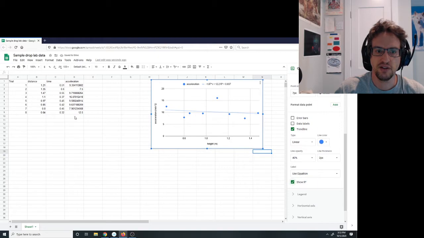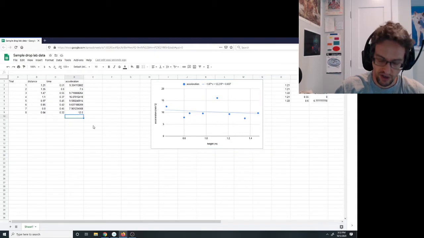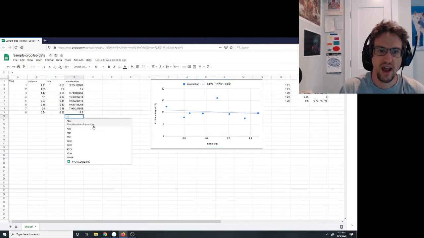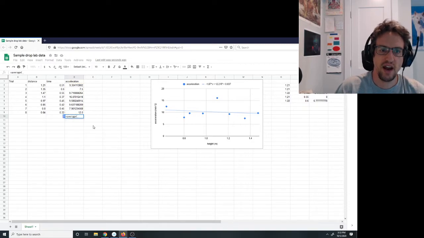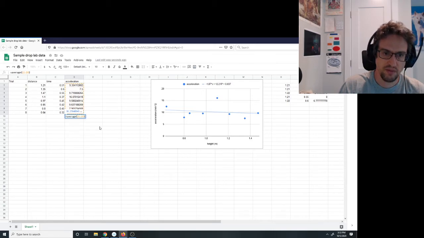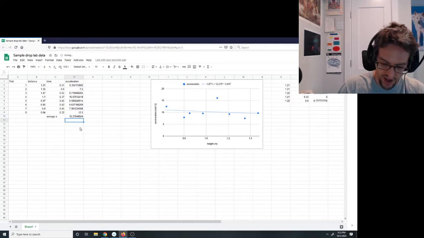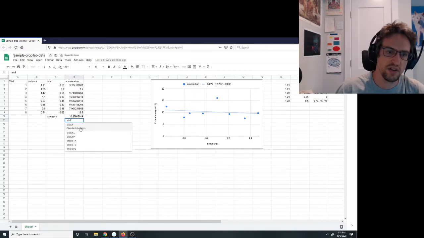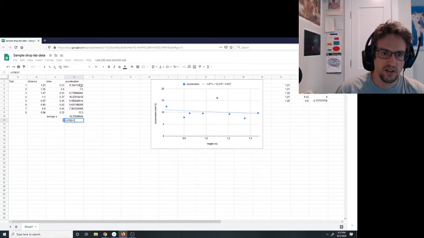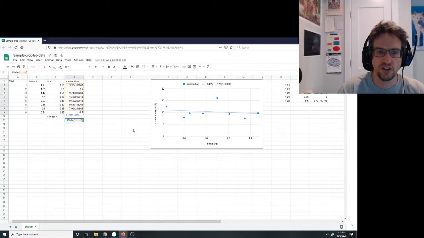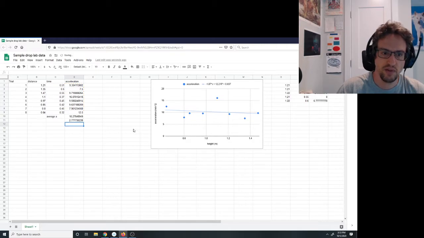So I go back to here, and I want to do it with acceleration. So I do equals average. That's going to average, and I highlight everything above it. Okay. Hit enter. There's my average, 10.27. That's not too bad. And I also want the standard deviation. Okay. So I'm going to highlight all of that again. Make sure you do not highlight your average as well. Okay.